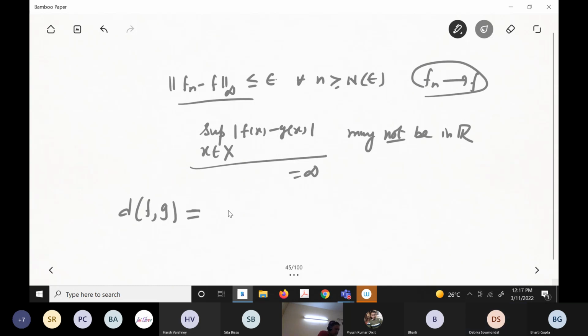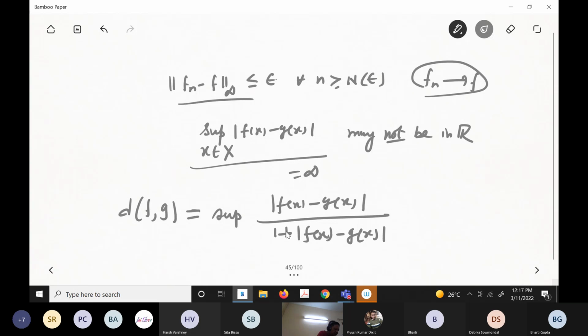This supremum may be infinity, but if I define it like this, look at what I'm doing: the supremum of |f(x) - g(x)|. The supremum may not be in R, but each of the values is in R because they are real valued functions. So this is a real number. This value will always be less than or equal to 1. Look, this is well defined.